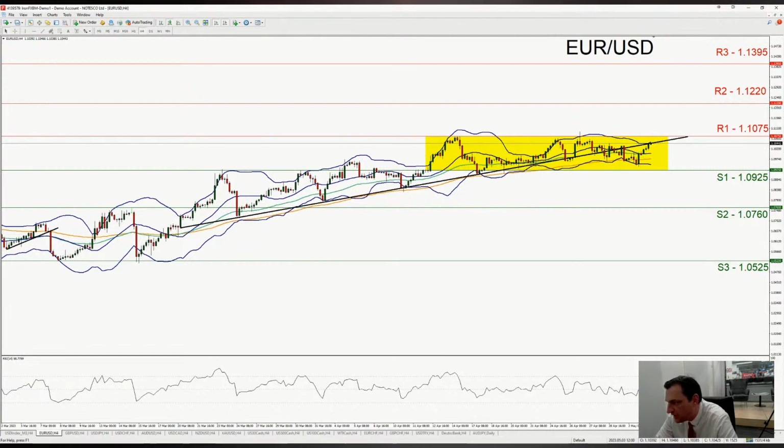Should that be the case, and for a bullish outlook, we would require the pair to clearly break the R1 1.1075 and start aiming for the 1.1220. On the other hand, should the bears take over, we may see the price action of Euro USD dropping, breaking the S1 1.0925 and start aiming for the 1.0760.